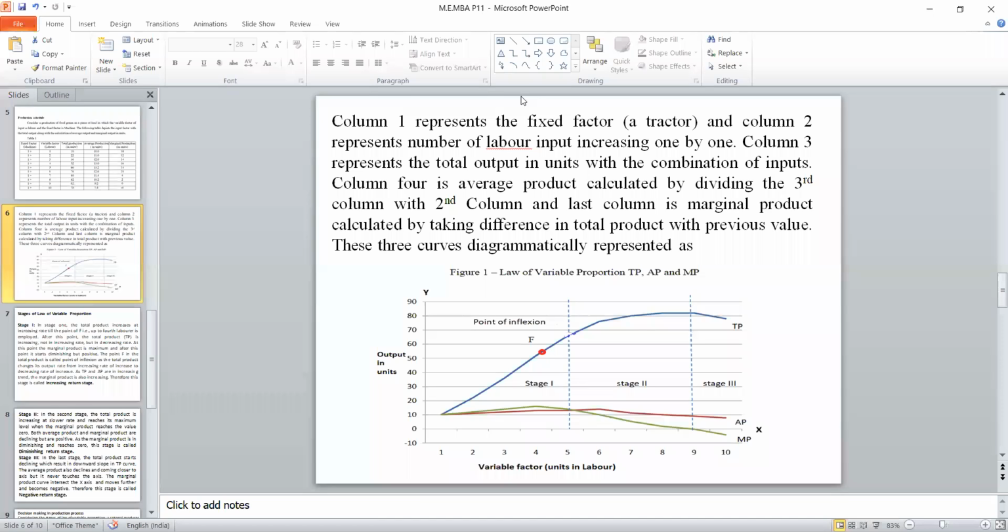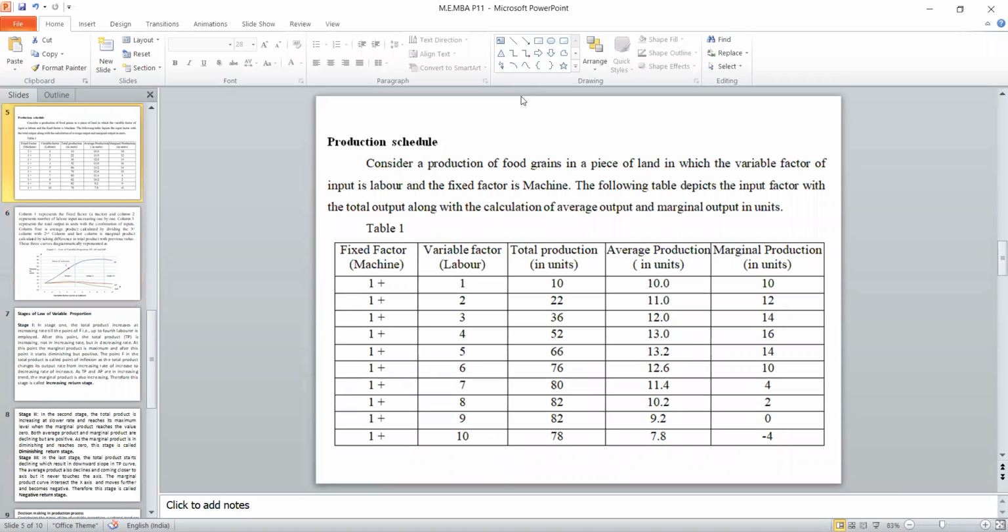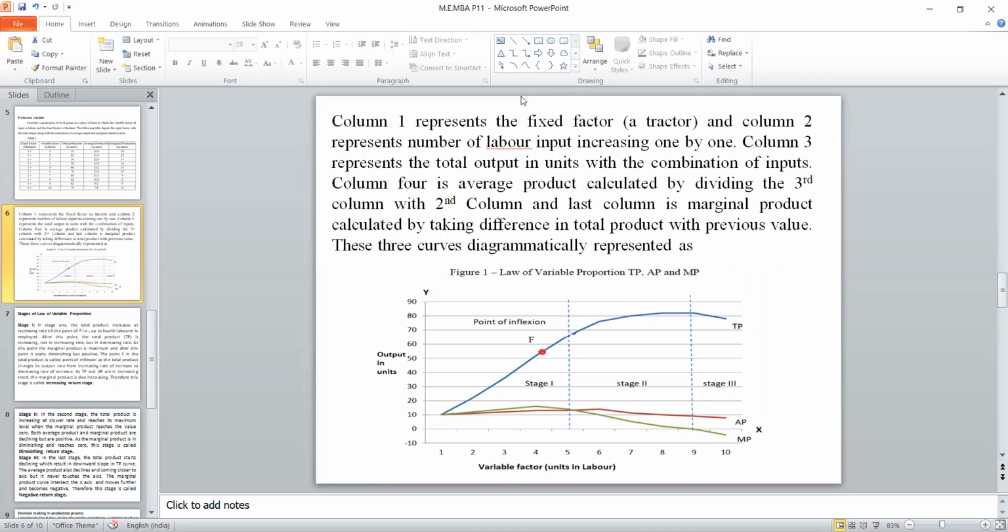After that ninth laborer, if you employ the farmer, there will be a negative production. So it is called negative stage. So I can say in other words, based on the marginal production curve, in the first stage it will increase. So it is called increasing stage. Once it starts declining, it is called decreasing stage. Once it becomes negative, it is called negative stage. So these are the stages of law of variable proportion.